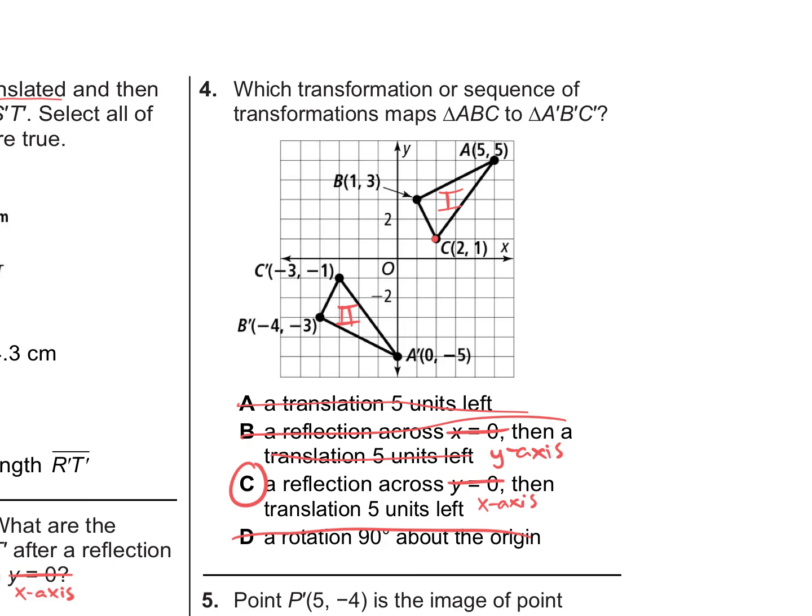How you know which one the original is, it's the one without the little prime symbols. So all of these have the little tick marks here. So the ones without those tick marks is the original image.